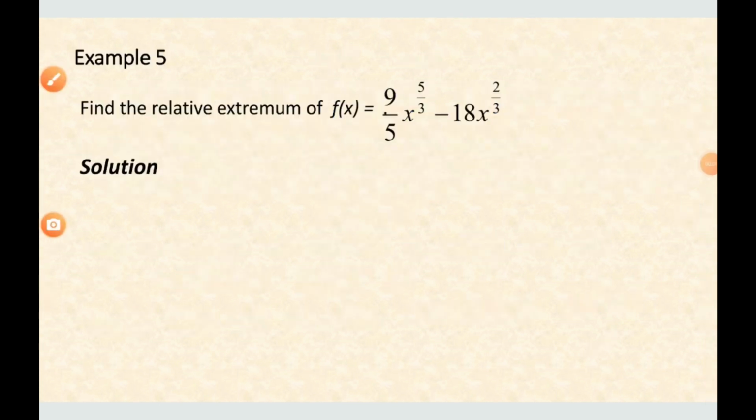Okay, now we continue with example 5. Find the relative extremum of f(x) equals 9/5 x to the power of 5/3 minus 18x to the power of 2/3.